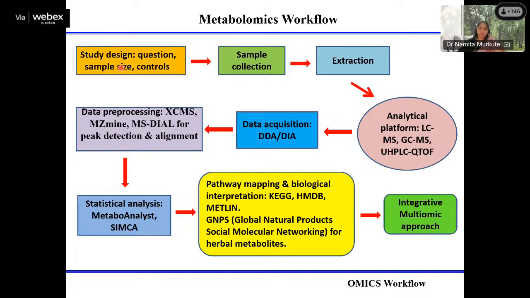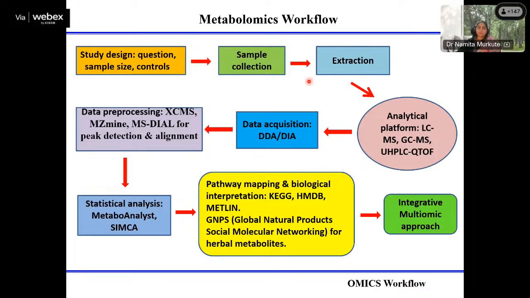So sample size calculation is the same for all omics studies. It has one formula, and then you can calculate the sample size. And for controls, you have to take healthy controls, the patients who do not have breast cancer. These are your healthy controls, and so you are going to design the study. Then sample collection. Sample collection is important. How you are storing the samples is important.